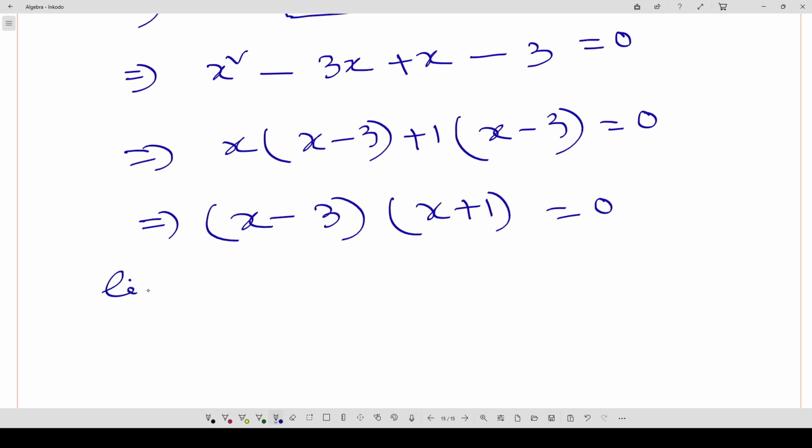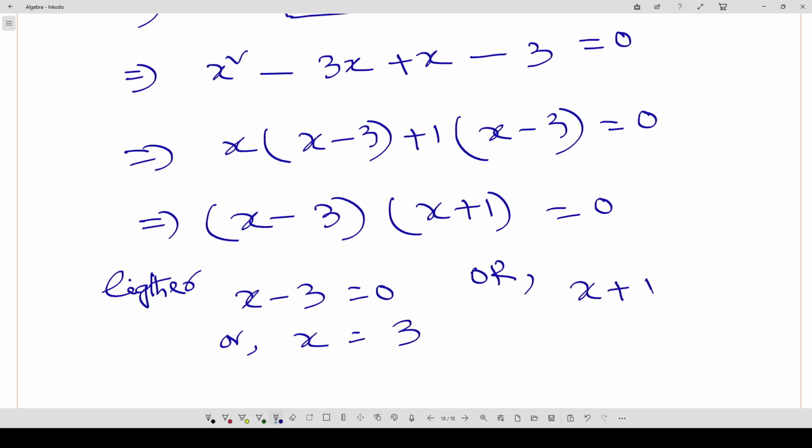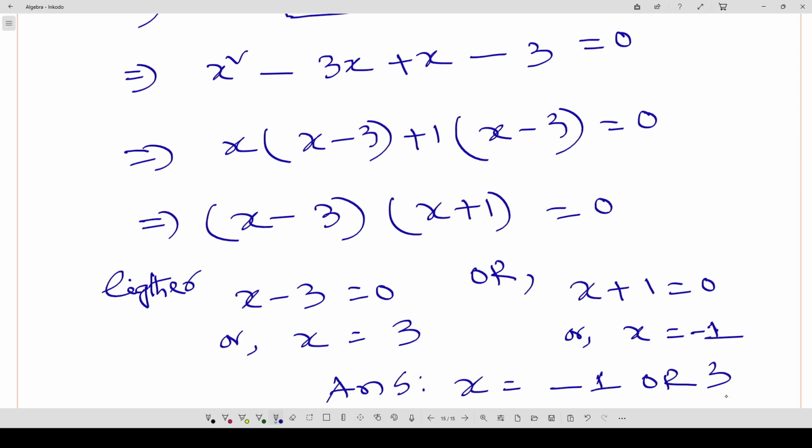Now we can write either x minus 3 equals 0, it means x equals 3, or x plus 1 equals 0. That means x equals minus 1. So our answer is x equals minus 1 or 3.